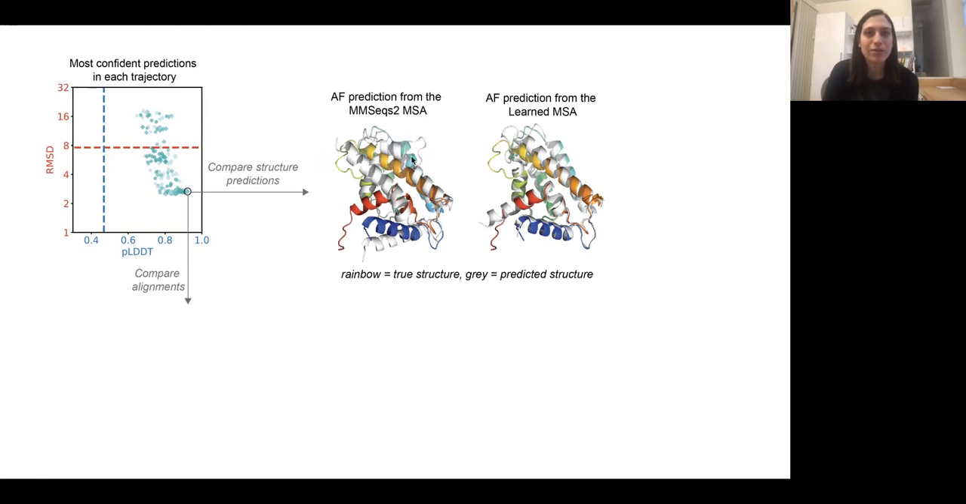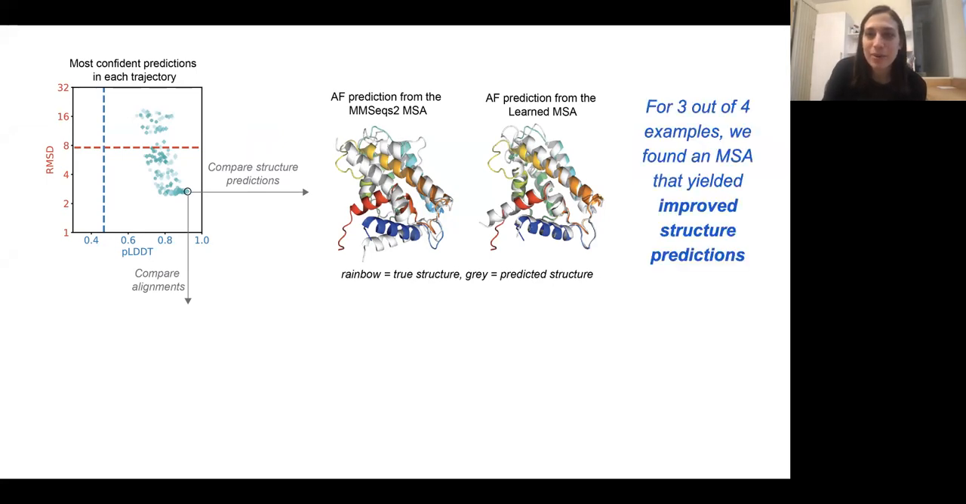Here we have the AlphaFold prediction from the M62 overlaid with our prediction. And here we have the AlphaFold prediction from our learned MSA overlaid with the true structure. It shouldn't be surprising that our structure is more in line with the truth as compared to this one. We sort of knew that already because we know that this structure has lower RMSD. The second thing we did was compare alignments.